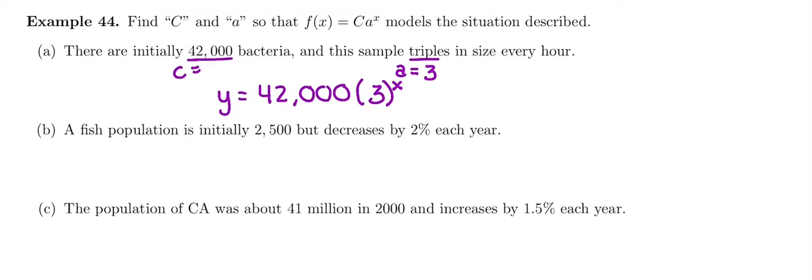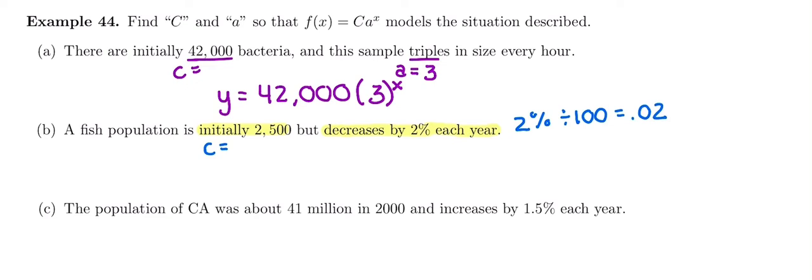The next piece says initially a population is at 2,500. So which letter is the initial amount? That one's c. And then it says it is decreasing by 2% each year, which is not very helpful. We're given the rate that it's decreasing. We need to change that to be a factor. So when you're given a percent, you need to figure out what the factor would be to call that a. So first of all, we're going to divide by 100 to get it out of being a percent. So we're going to get 0.02.